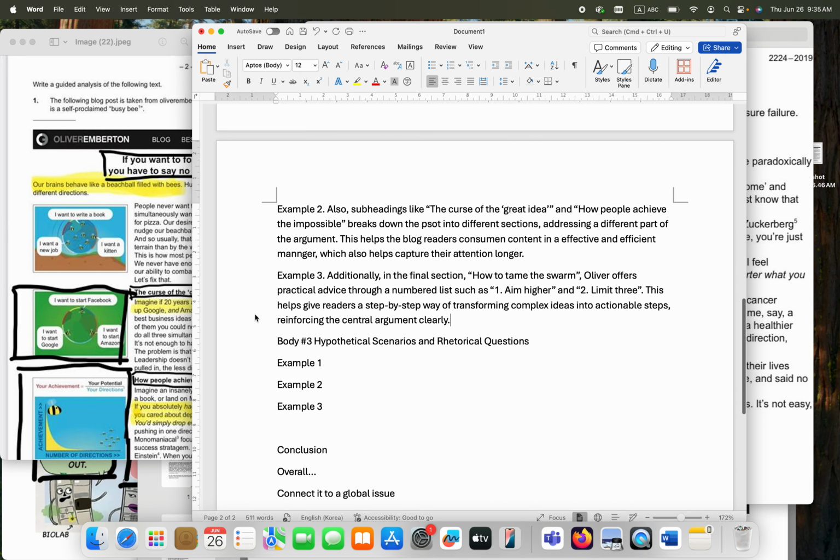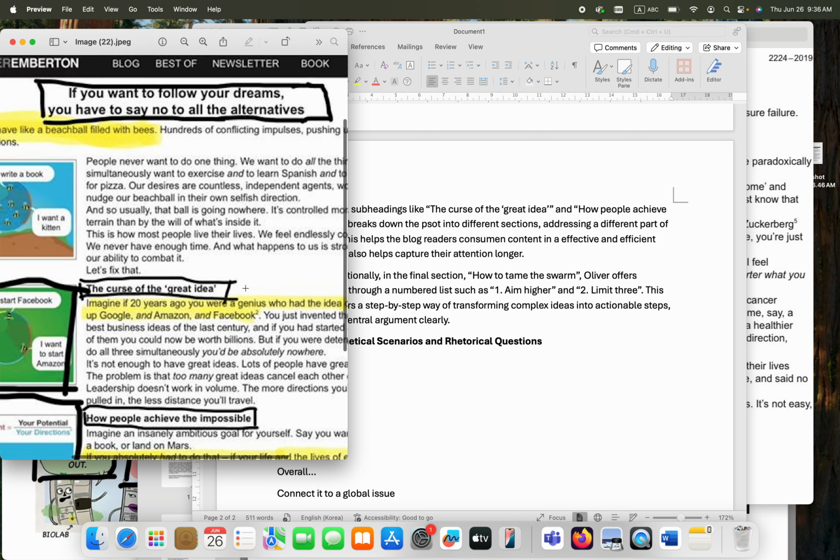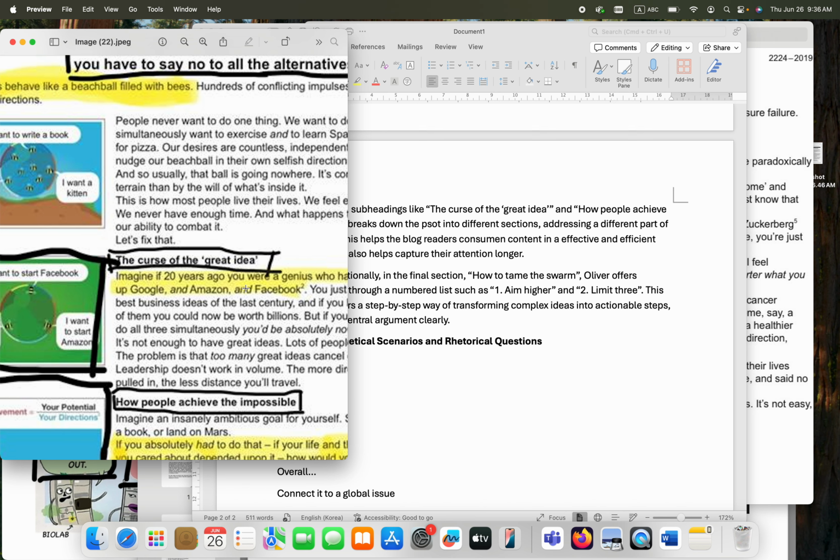Alright, so that's the second body paragraph. And then the third one is hypothetical scenarios and rhetorical questions, which I feel like it's a little weaker, but let's try. So one example is, again, by the way, you can talk about examples more than once, so just if it's strong. So I'm going to use the curse of the great idea.